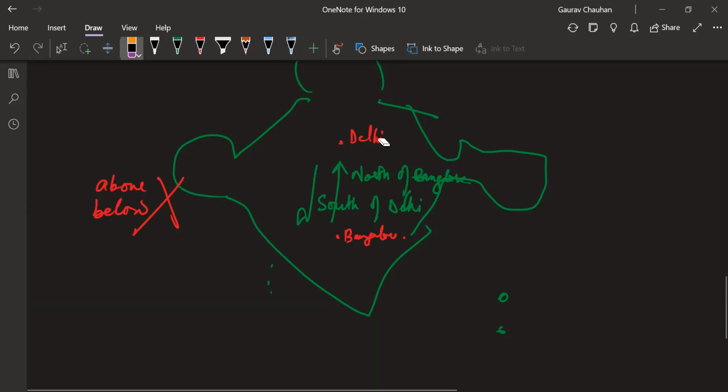Delhi is above Bangalore, what would that mean? On top of our heads, that is in the sky, Delhi is there. That's the meaning of Delhi is above Bangalore. Is Delhi on top of our heads? No. Delhi is on the land towards the north direction. It is not above us. Same way, Bangalore is not sitting below Delhi. It's not underground. If from Delhi you walk in the southward direction, you will reach Bangalore.